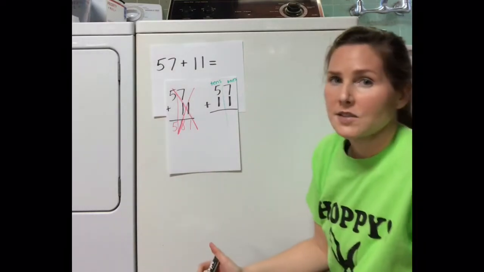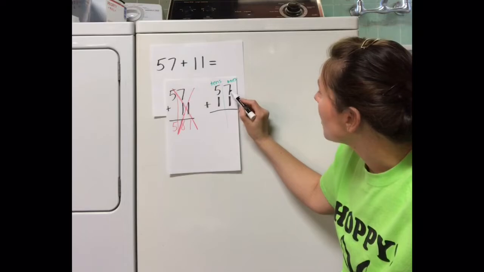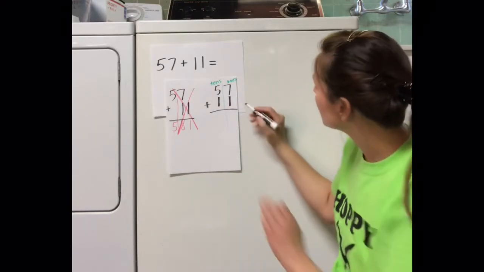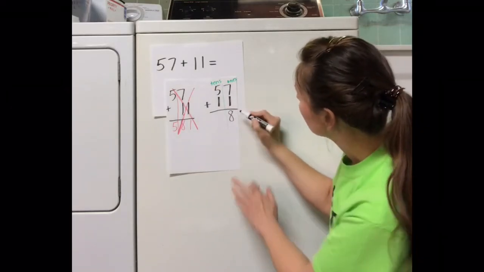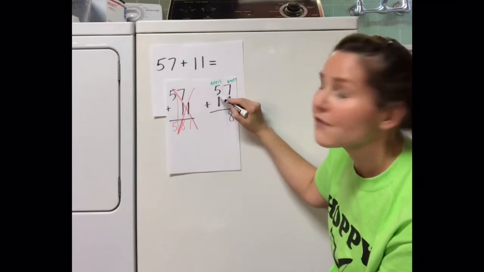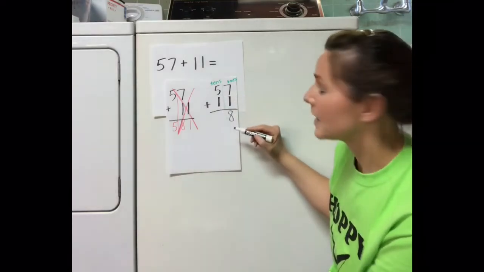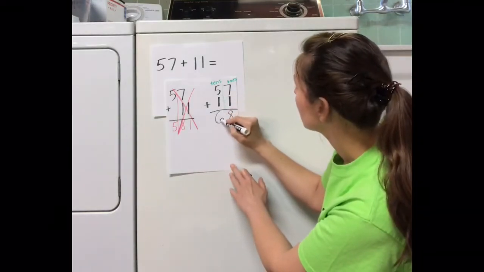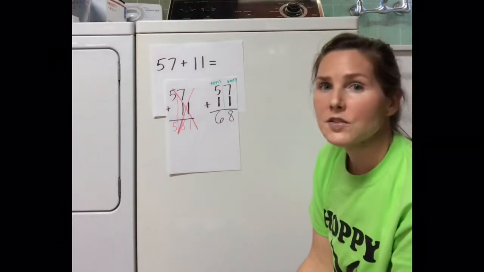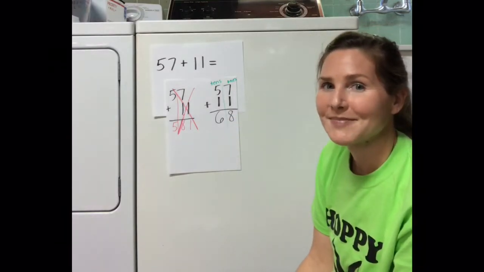Let's go ahead and solve. If we start with the ones column, we've got 7 plus 1, which is equal to 8. And in the tens column, I have 5 plus 1, which is equal to 6. So the answer to this problem is 68.